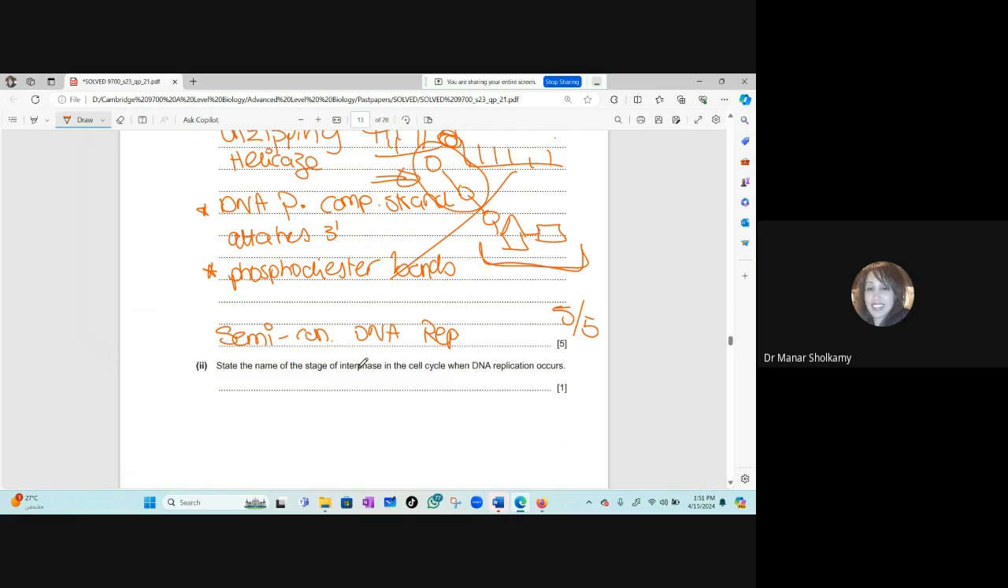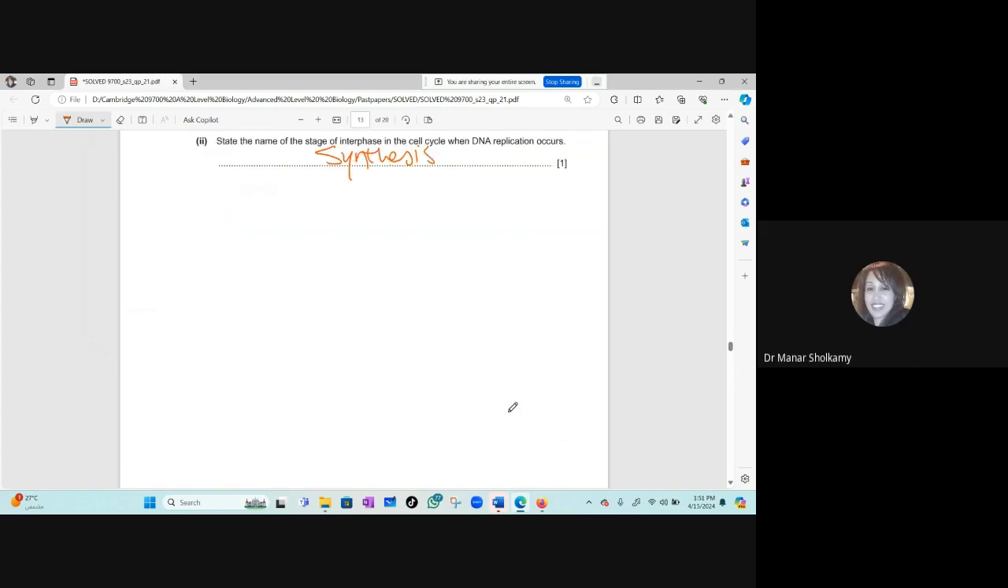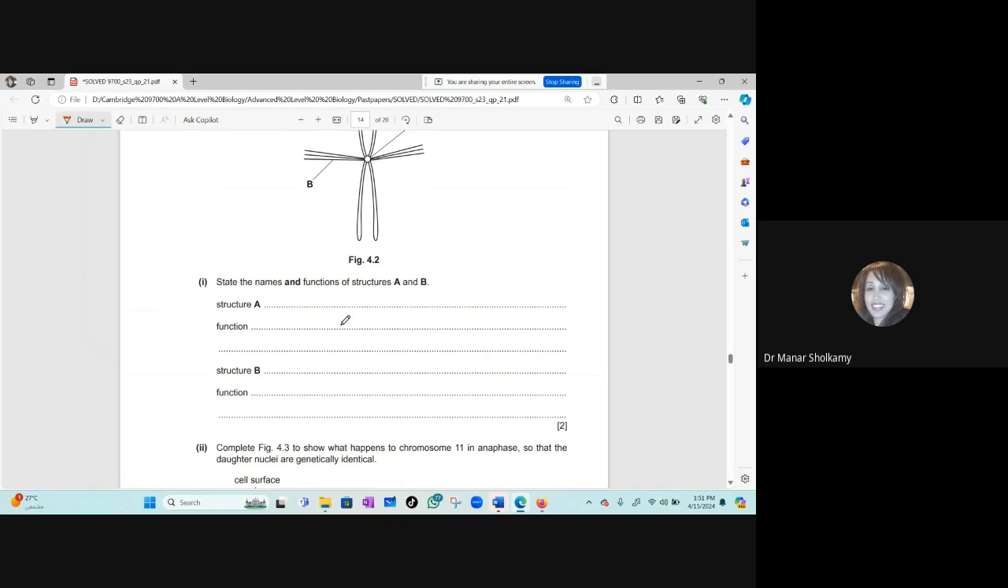State the name of the stage of interphase in the cell cycle where DNA replication occurs. Quickly, very easy. Synthesis phase. Synthesis, of course. This is an easy exam as long as you studied for it.